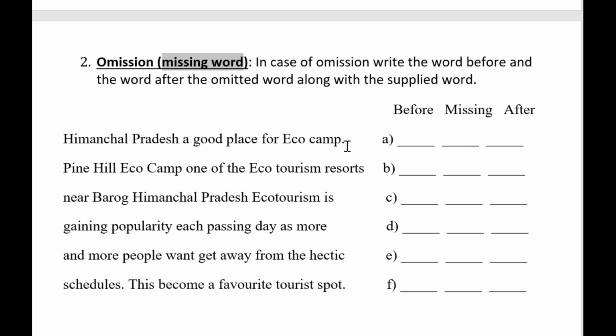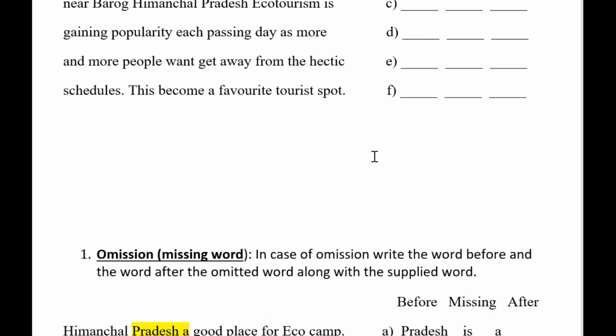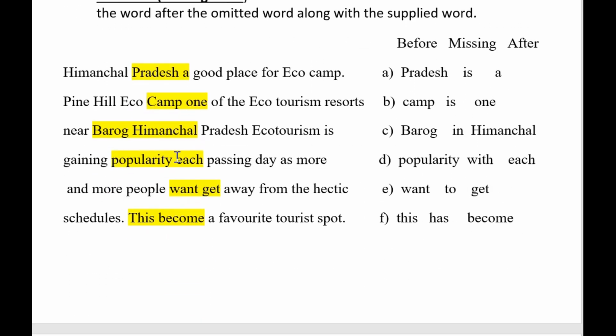I can encounter many errors while I am reading them down. While you read them, the omission exercise is the easiest one, because while reading you can easily make out something is missing. And when you know where it is missing, you can easily fill in the correct word there. Let's see the solution here. Now, Himachal Pradesh. Something is missing here. And what is missing? Himachal Pradesh is a good place for eco camp.